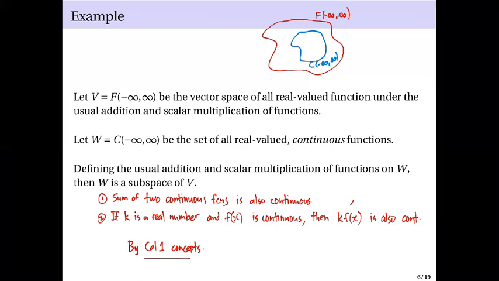And because continuous functions, if you add them, will give you another continuous function. And if you multiply any real number to a continuous function, the resulting function is also continuous. And therefore, W is a subspace of V.